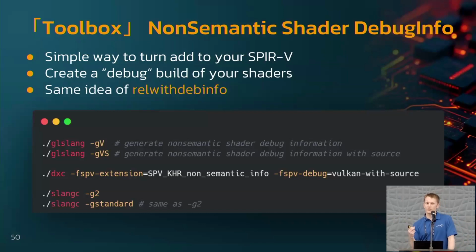And think of this as release with debug info, because while your SPIR-V will get very large, it's going to be optimized out in the first pass. So in theory, this should be the same speed running it. It's just going to be a very fat SPIR-V binary. So definitely have a debug build flow that you just turn on these settings to build your shaders. That way, when you want to debug something, you can just do it, and it doesn't cost anything but some size in your SPIR-V.